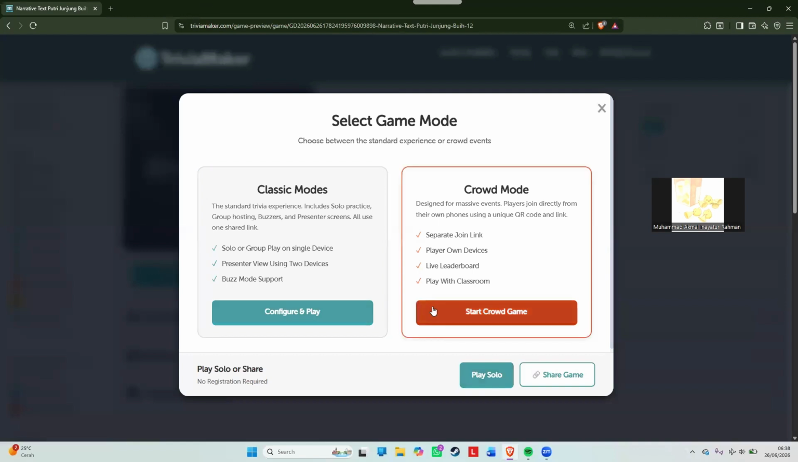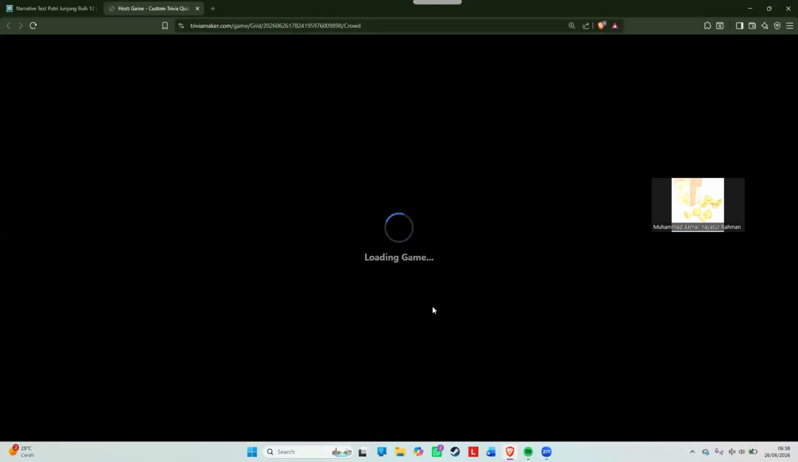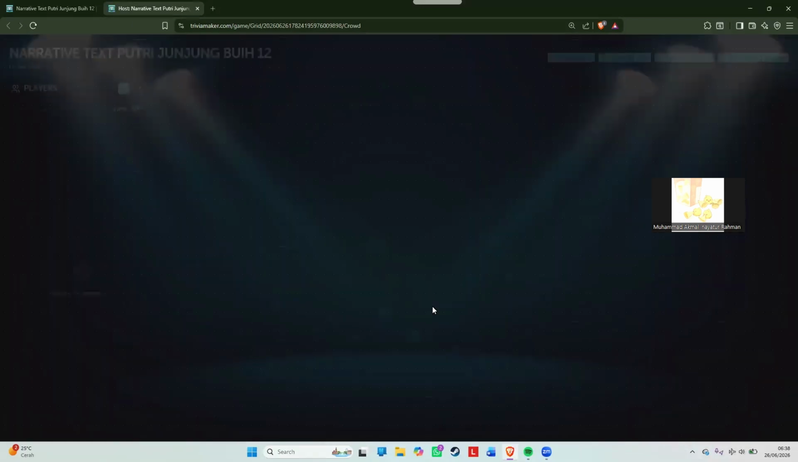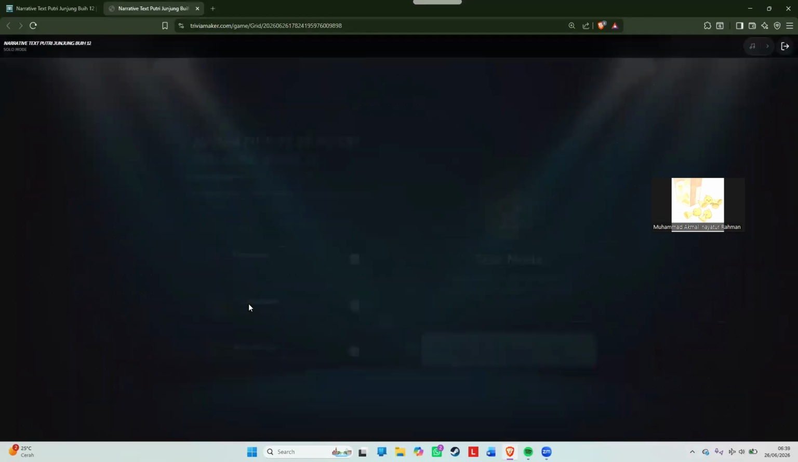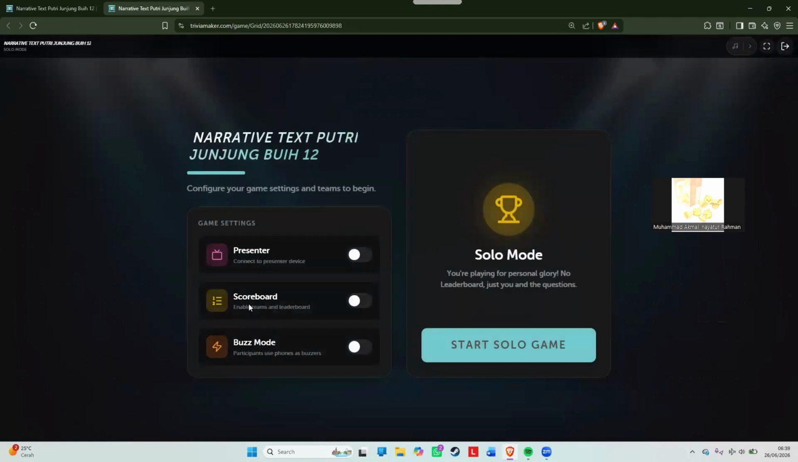Play and the use of crowd games. Oh, I can't. Super sorry about that. I can't use crowd game because people need to scan the QR, and I don't have any other devices with me right now. So yeah. Now, here is the classic mode.